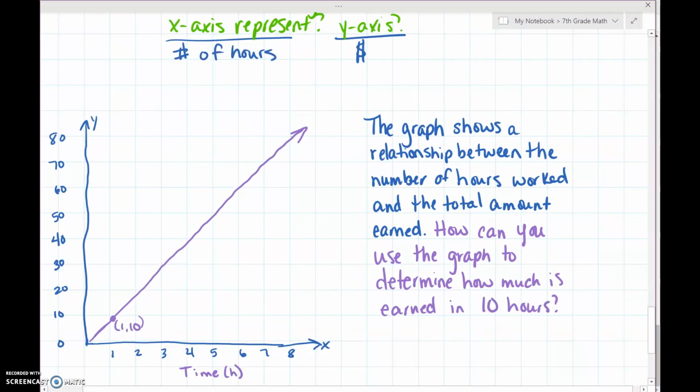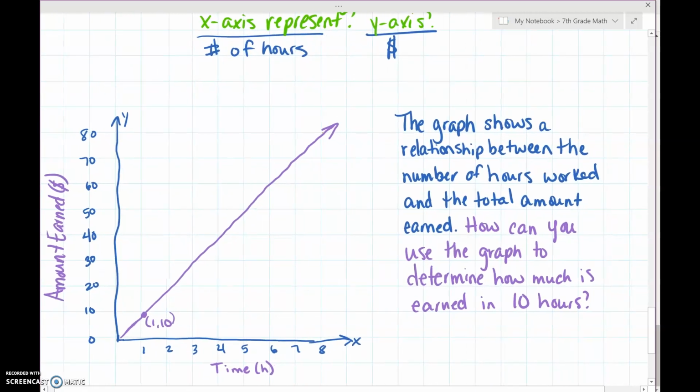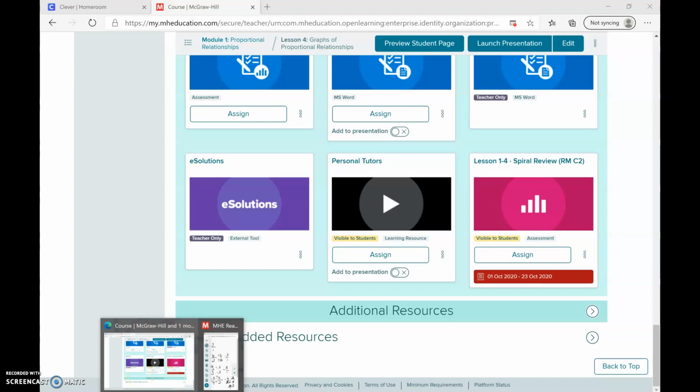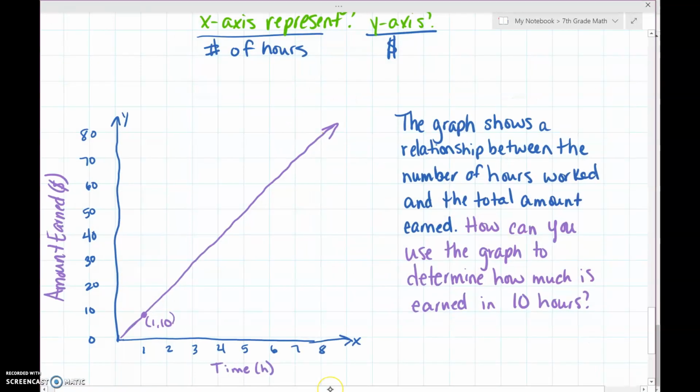All right, so here's our graph. The amount earned is my y-axis. It goes up and down. Y is vertical. Your x-axis is your horizontal. That is how much time I have worked. Ooh, I clicked out. All right, so the graph shows a relationship between the number of hours worked and the total amount earned. How can you use the graph to determine how much is earned in 10 hours?